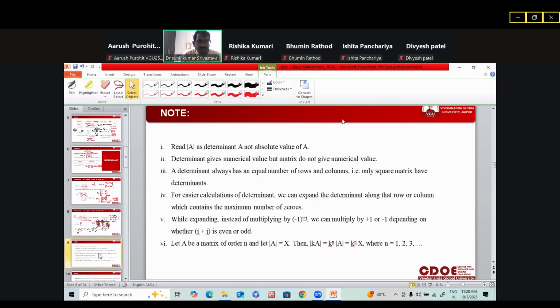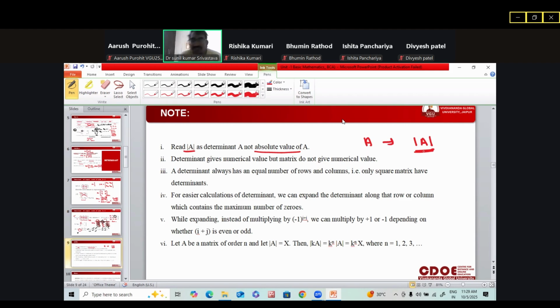Now, moving forward, some information related to this: how to open, how to write, and what is the meaning of this one. First of all, we have to know that determinant of A is not the absolute value of it. We also write the matrix. We have a matrix A. Its determinant is denoted by determinant of A. Read it as determinant of A. It's not the meaning of absolute value.